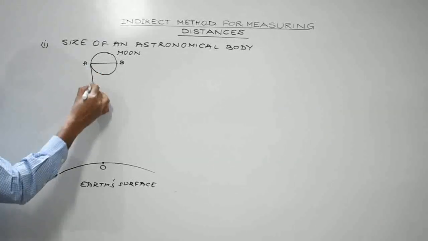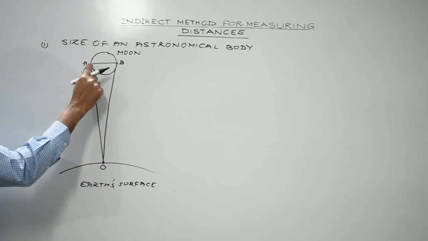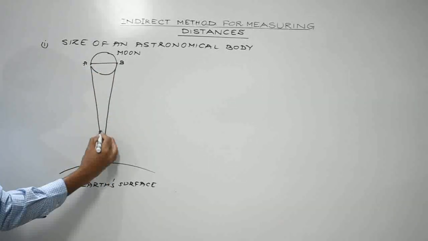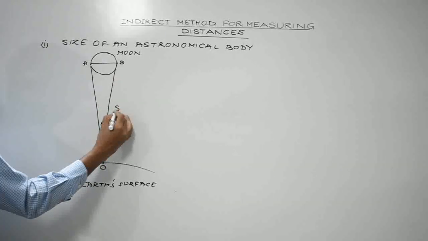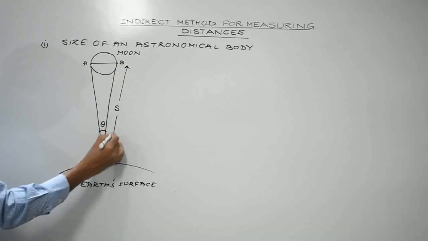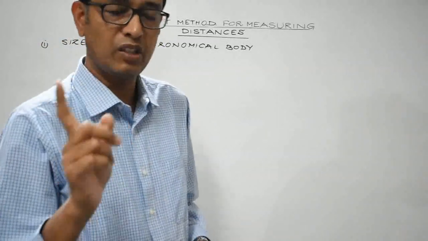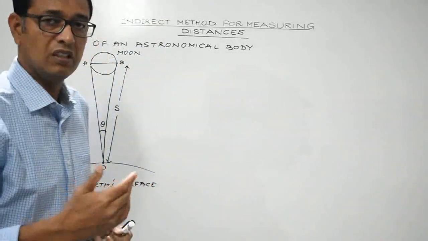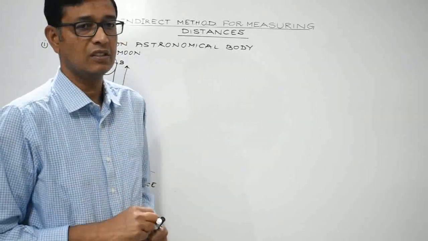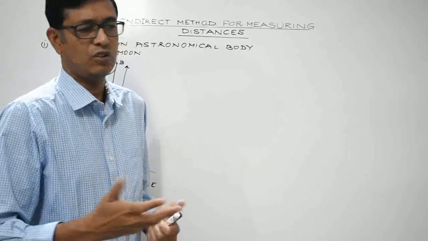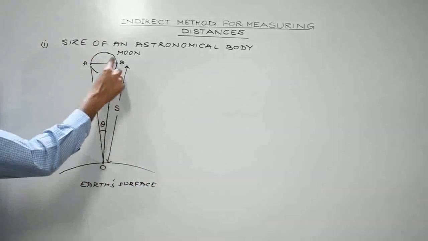So I join AO and BO. So this is the linear size and this is the angular size or angular diameter. Let it be denoted by theta. And suppose this distance is S. S is the distance of the moon from the earth, which we discussed yesterday. By the laser method, the distance of the moon from the earth's surface is found to be about 3,84,000 kilometers, or approximately 3.8, or you can take 3.9, into 10 raised to 8 meters. So this distance is known to us, right?